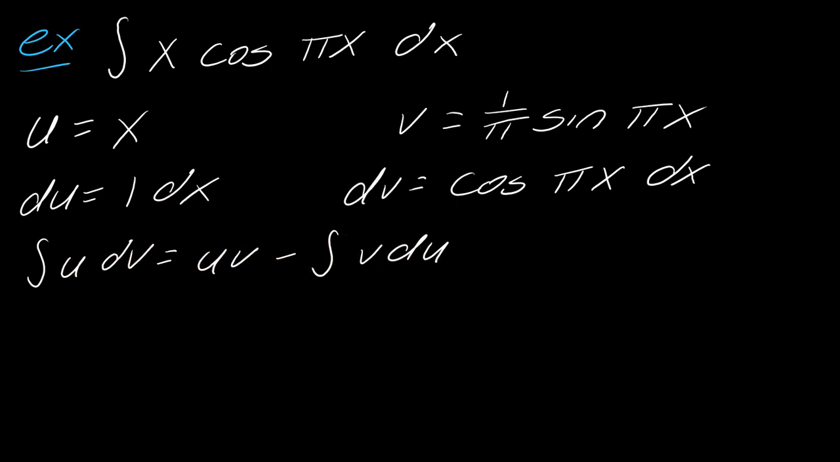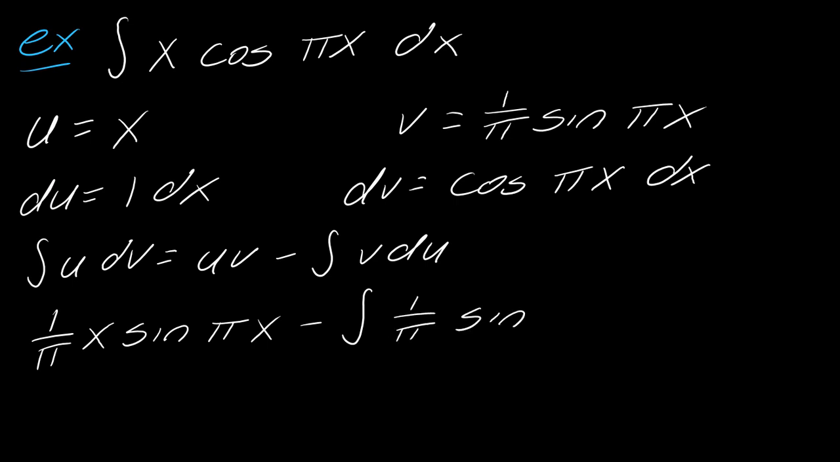Okay, so I chose my u and my dv, so now it's just a matter of plugging this stuff in. So I have my u and my v, so that's going to become 1 over pi x times sine pi x minus my v du. So that's going to be this and this. So that will be 1 over pi sine pi x, and then times 1 dx is just going to give me dx. Okay, so now appreciate what I've done here.